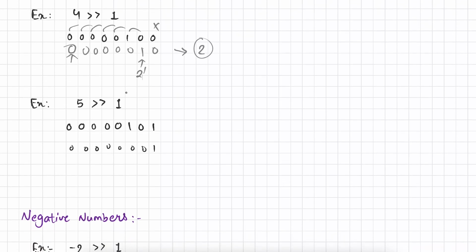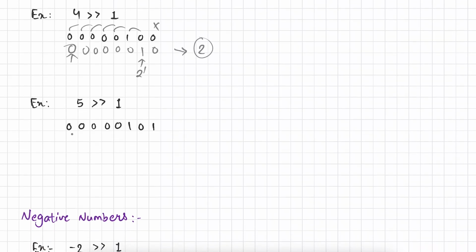Okay, let's see another example. Here we have the binary representation of 5 and we want to right shift 5 by 1. What happens? The right bit gets ignored and all the bits move towards the right. Now the leftmost bit gets filled by 0 because it is a signed right shift operator. What is the decimal value of this binary representation? It's simply 2 to the power 1, that is equal to 2. Okay, so this is all about positive numbers.